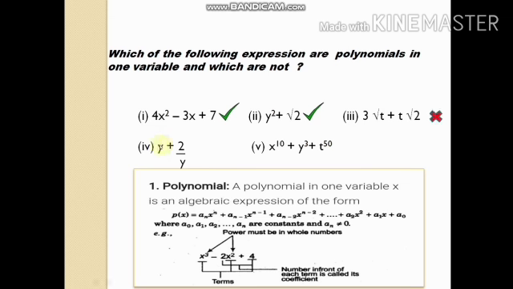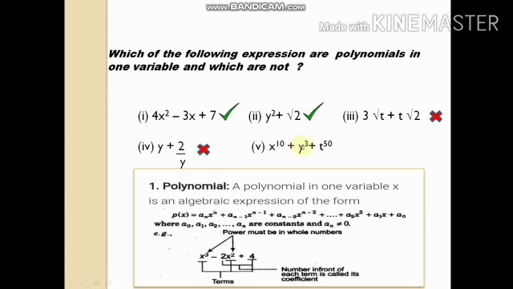In fourth part, y plus 2 upon y. You can easily see here, students, here y is in denominator. You can write this as 2 into y to the power minus 1, and minus 1 is not a whole number. It means it is also not a polynomial.